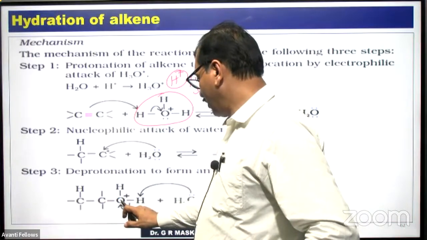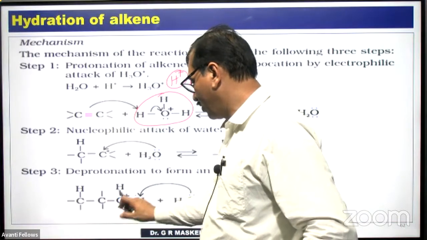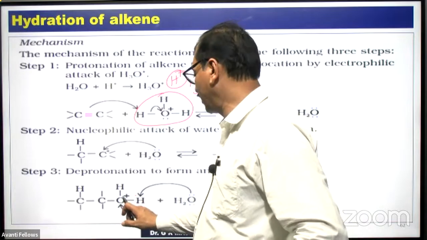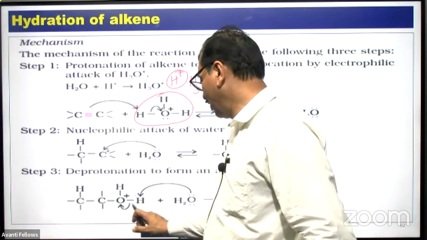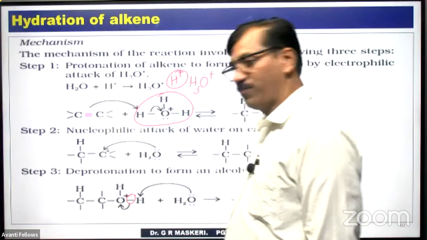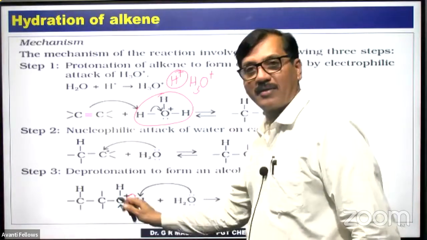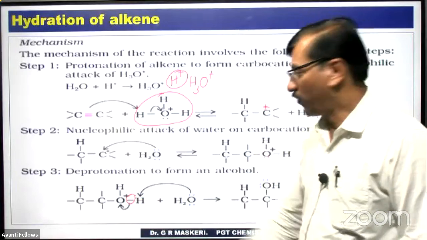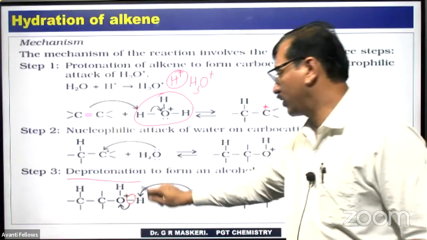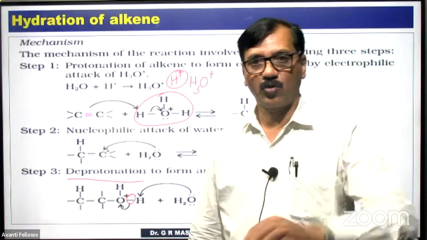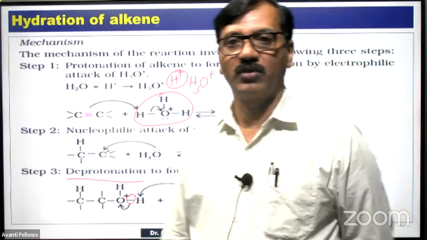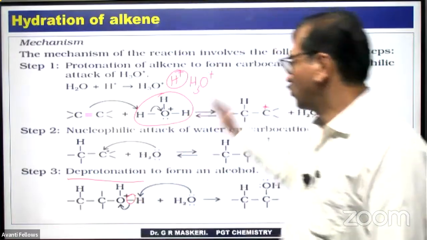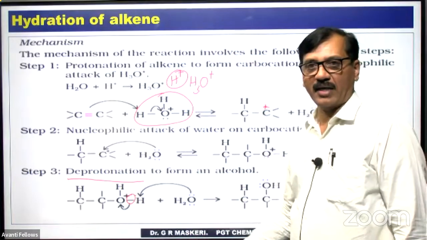In deprotonation, the oxygen has one extra bond out of 3, so it has to keep a lone pair of electrons. This bond undergoes cleavage. You have to show this with an arrow mark. And this H plus ion leaves away. Therefore, this step is called deprotonation. Proton lost. Proton is being given out. So there are 3 steps of the mechanism.